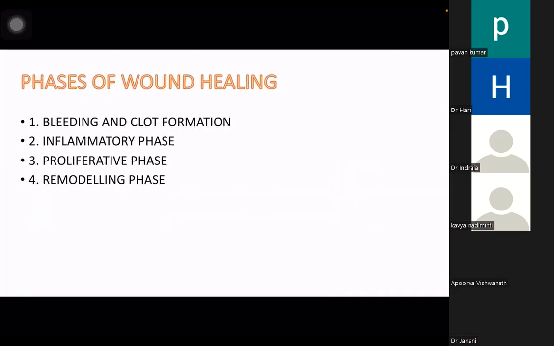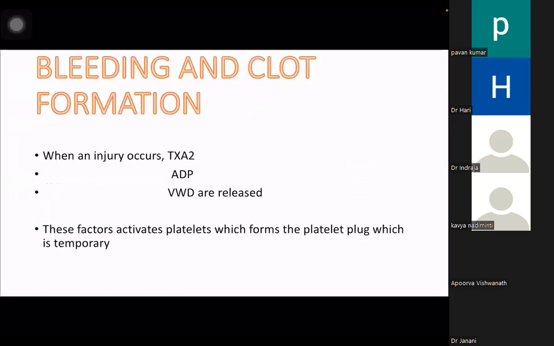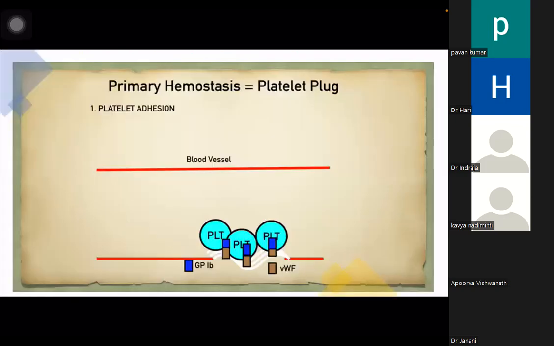And the phases of wound healing: bleeding and clot formation, inflammatory phase, proliferative phase, and remodeling phase. In bleeding and clot formation, when there is an injury, there is a release of thromboxane A2, ADP, and von Willebrand factor from the platelets and from the endothelium. These factors activate the platelets, which form the platelet plug, which is temporary, and it is a main factor in blood stasis in minor blood vessels.